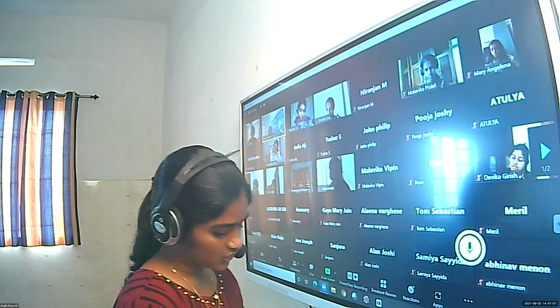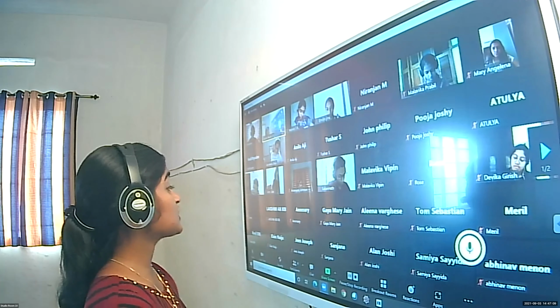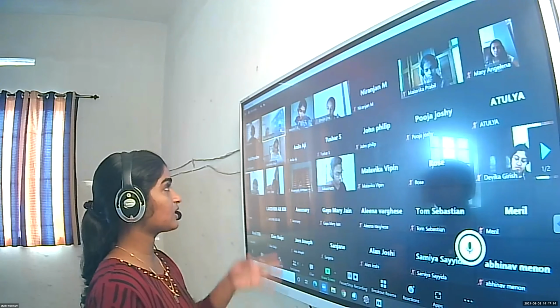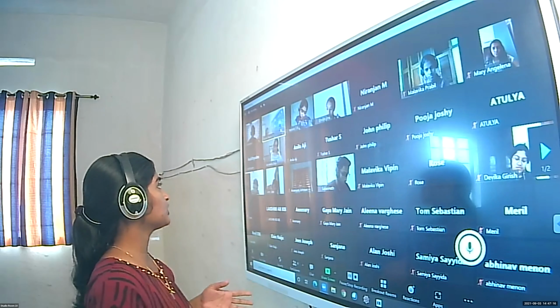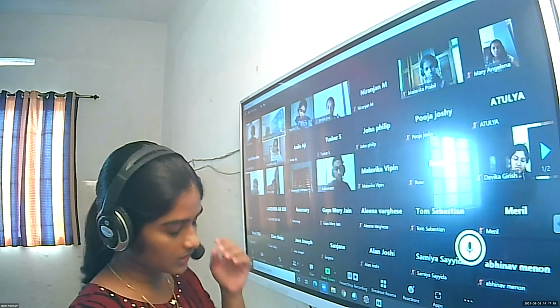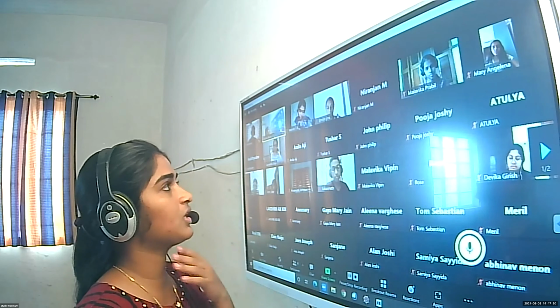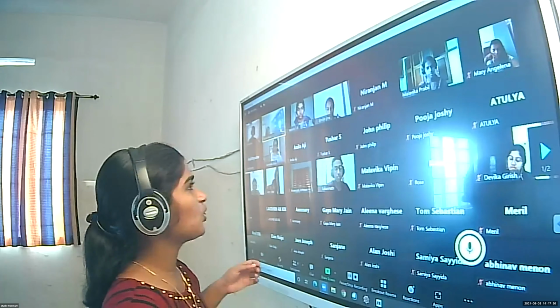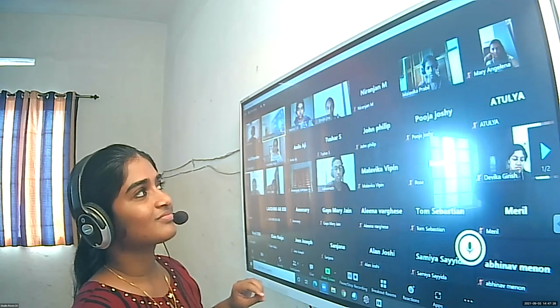It contains emission and absorption spectra and the line spectrum of hydrogen. This line spectrum of hydrogen is also important. There are different series there, right? What are the names of different series present in the atomic spectrum of hydrogen? Malavika, can you tell me? Lyman, Balmer, Paschen, Brackett, Pfund.